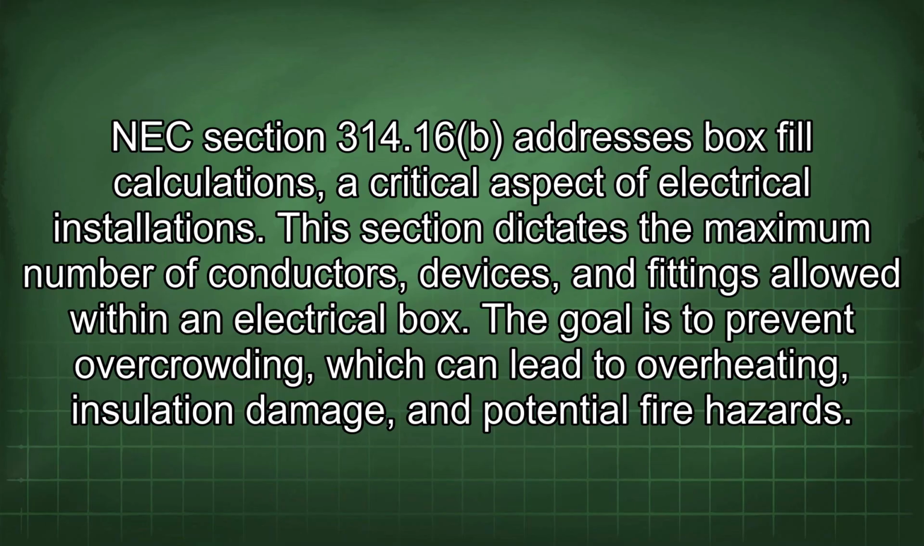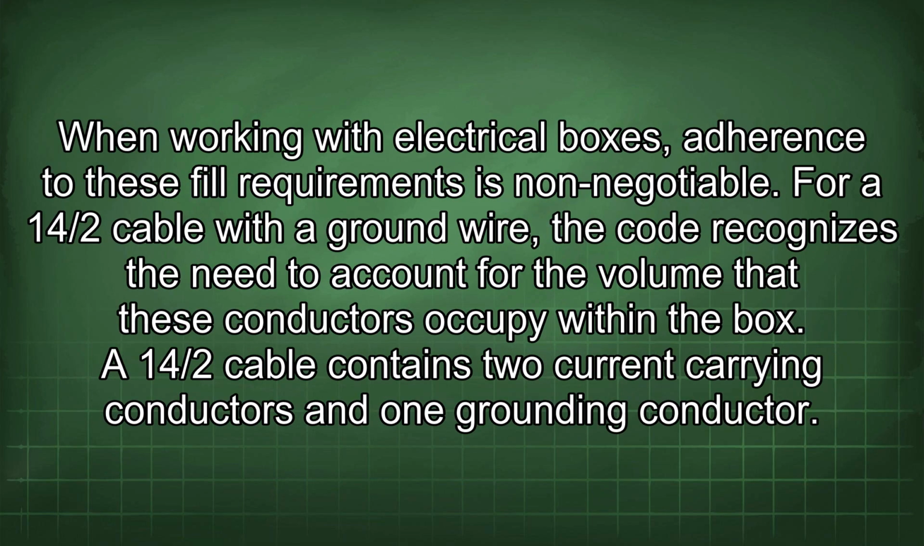NEC Section 314.16 addresses box fill calculations, a critical aspect of electrical installations. This section dictates the maximum number of conductors, devices, and fittings allowed within an electrical box. The goal is to prevent overcrowding, which can lead to overheating, insulation damage, and potential fire hazards. When working with electrical boxes, adherence to these fill requirements is non-negotiable.